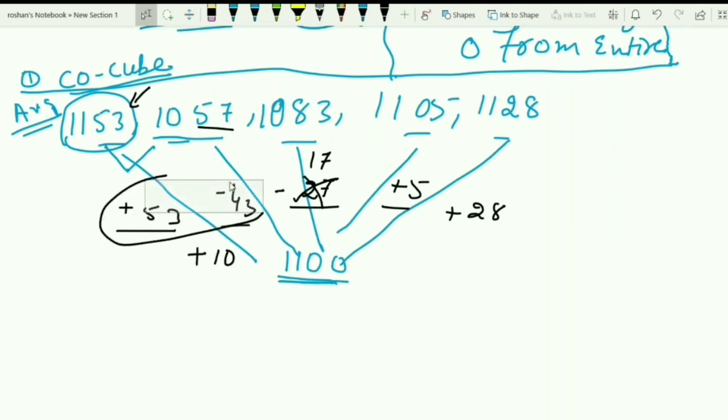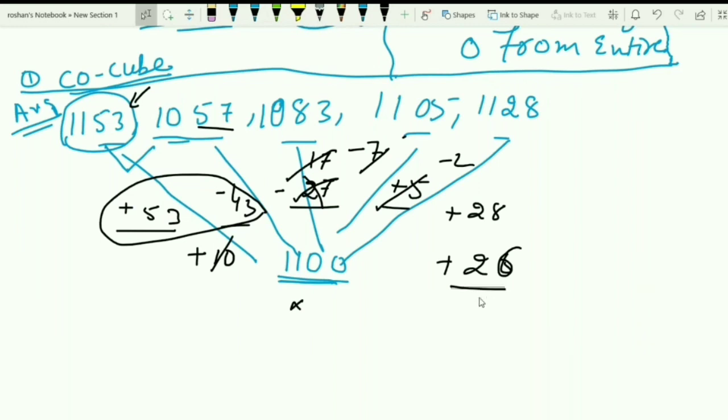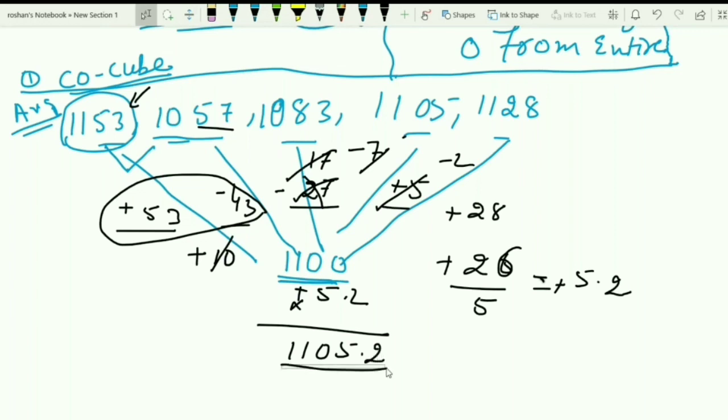This is how things become faster for you. If you take the differences and go on, it's plus 10, then minus 17, which gives minus 7. Minus 7 plus 5 gives minus 2. Minus 2 plus 28 gives plus 26. Since I got some deviation, 1,100 is not exactly the average. Divided over the five numbers, it will be 5.2. This number is more, so the average is plus 5.2 from here, and your exact answer will be 1,105.2. You can verify it through your normal method also. So this is how your deviation method works.